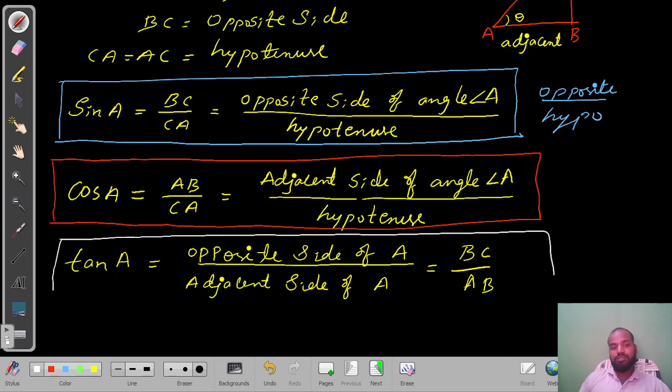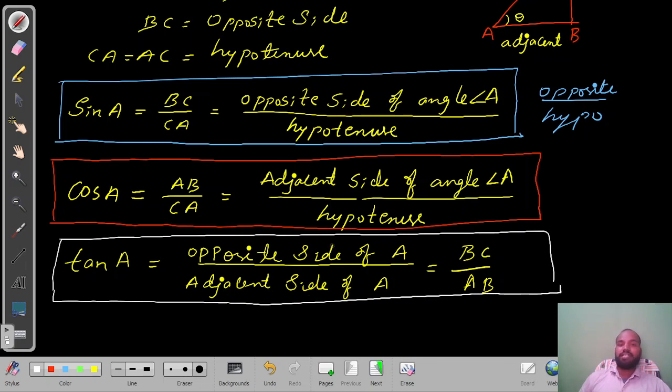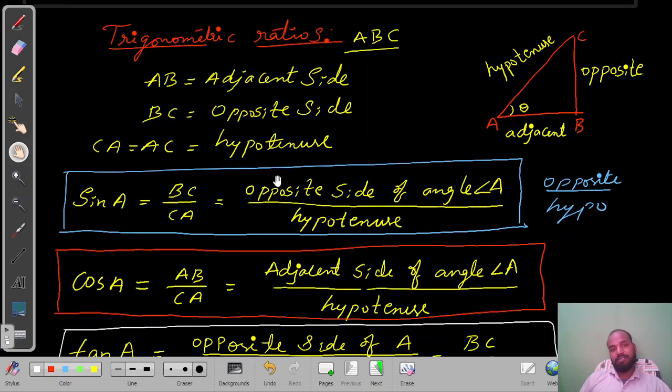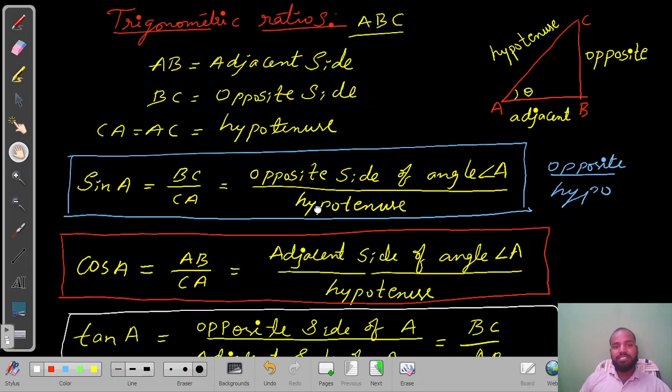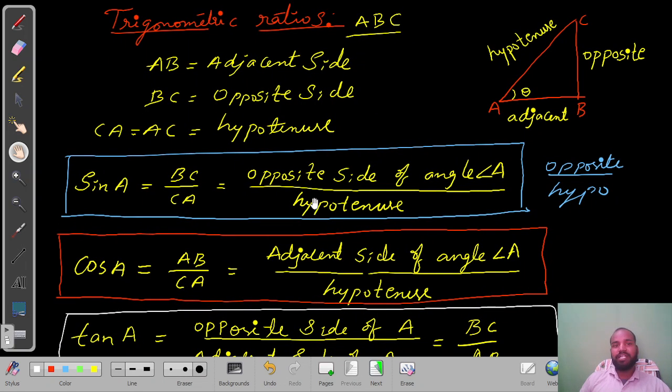So this one is your tan A. What is the tan A value? Opposite side of angle A by adjacent side of angle A. Am I clear? So these are the three basic trigonometric ratios. With these three basic trigonometric ratios, we can derive another three. Okay, let us see that one.